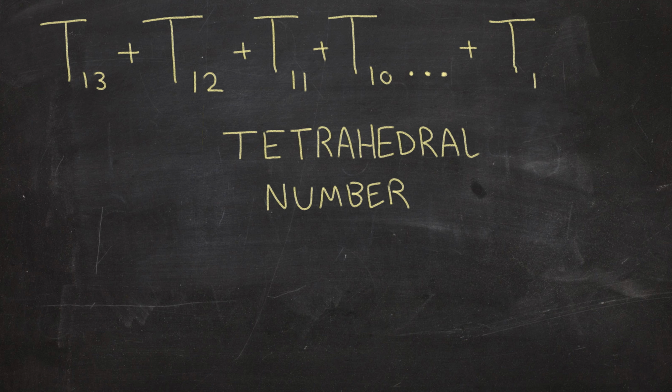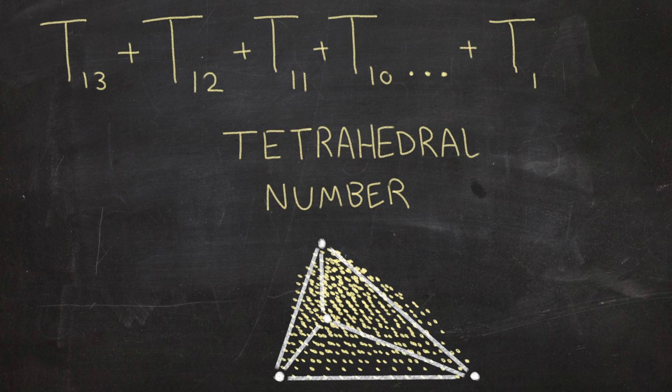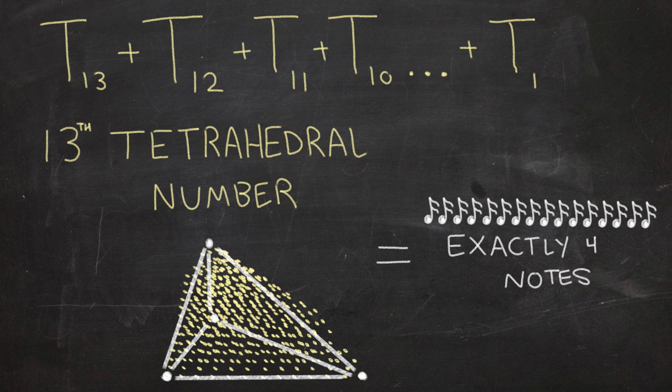Why is it called that? Well, let's take our 13th triangle number and let's add the 12th triangle number on top. Then let's stack on the 11th and boom, boom, boom, bam, you've got yourself a tetrahedron, a bunch of triangles stacked together into a three-dimensional shape. Mind-blowingly, the 13th tetrahedral number is equal to the number of rhythms possible with exactly 4 notes.